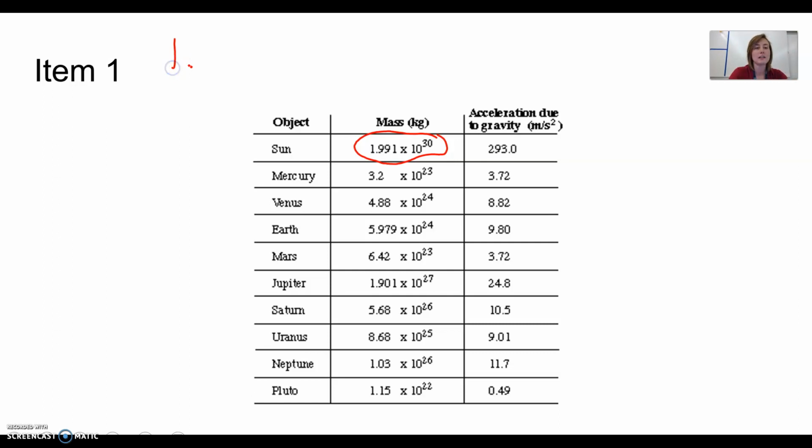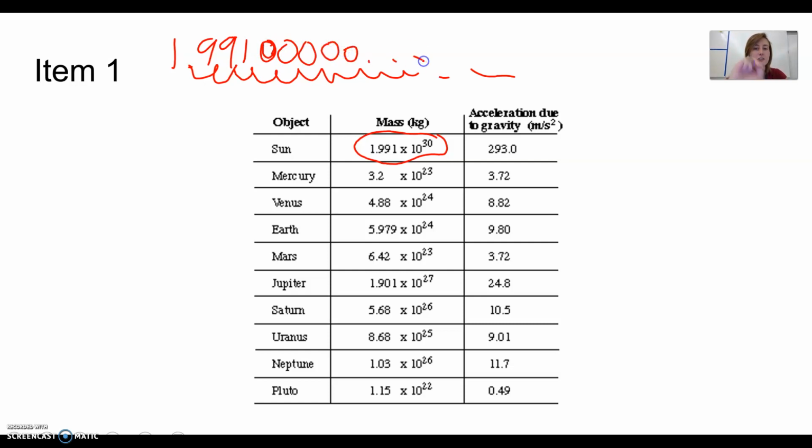So 1.991, and then the times 10 to the 30th part just means that you move the decimal place 30 times to the right. And that adds a ton of zeros on the end. In fact, it adds 27 zeros on the end of this number. So imagine I'm moving it 30 times, 1, 2, 3, 4, and I would keep going 30 times, and it would add all these zeros on the end, right? So it would be a really, really big number. That's the mass of the sun. But this is just a faster way to write it right here, okay?